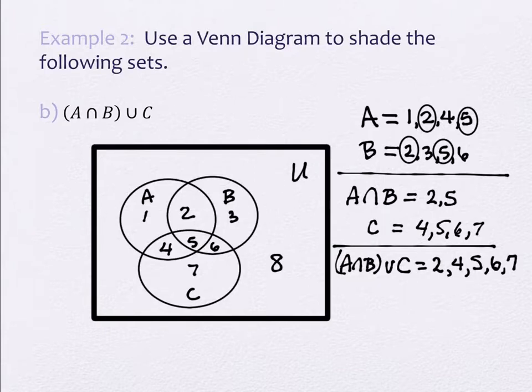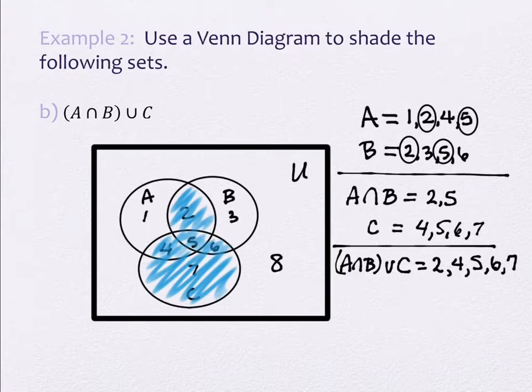Shade a Venn diagram, right? So what am I going to have to do to finish this problem then? All right, so shade 2, 4, 5, 6, and 7. And that's actually the answer to the question, the shading. But the work that supports it is all of the numbers and the way that we joined them together.